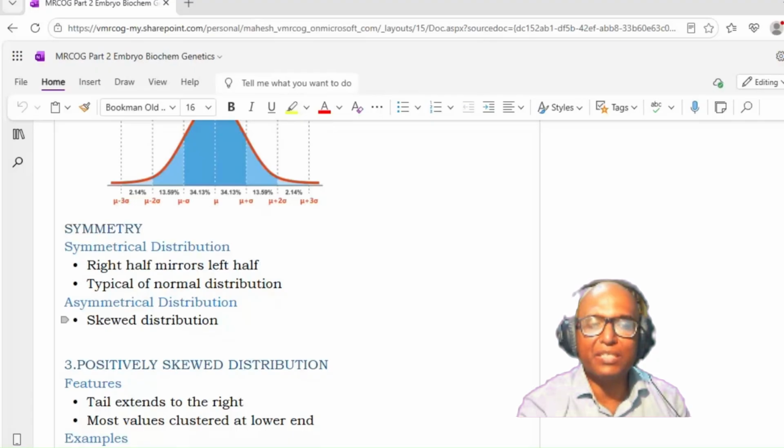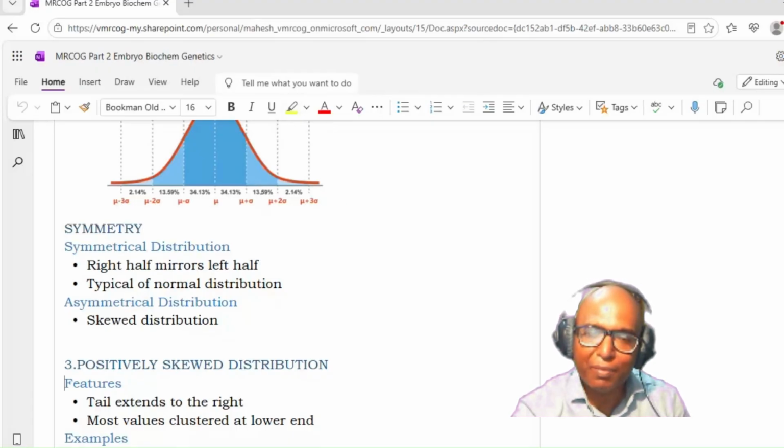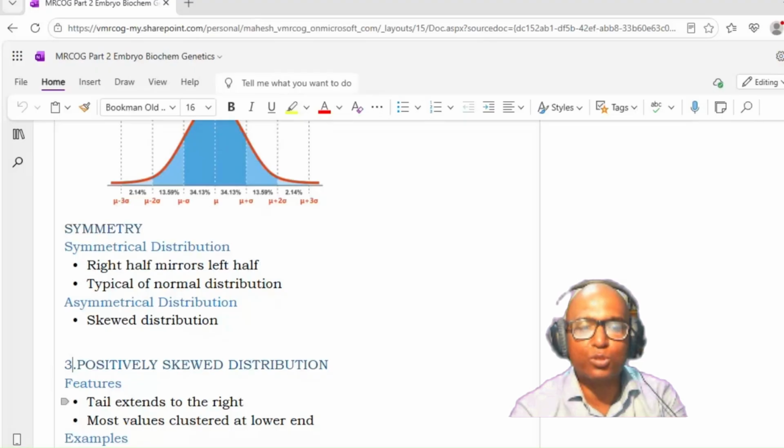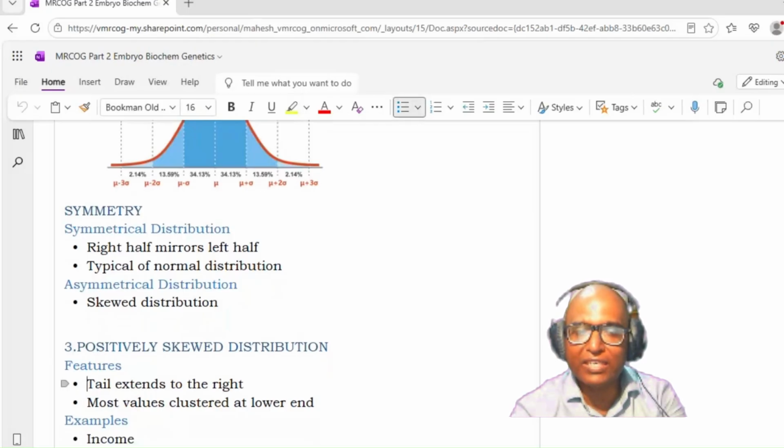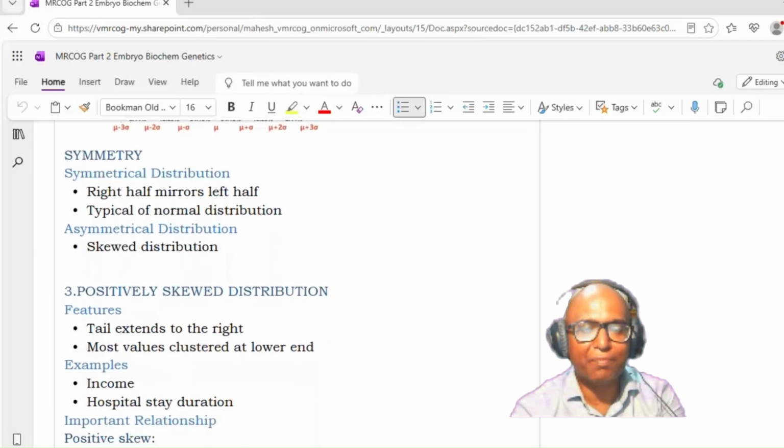Negatively skewed means there are certain observations on one particular side, on this side. A positively skewed distribution is when the tail extends to the right. If the tail is extending to the right and not much on this side, it is positively skewed data. Remember, it is the direction of the tail that determines the skewness. Most values are clustered at the lower end. Examples are income, hospital stay duration, etc.